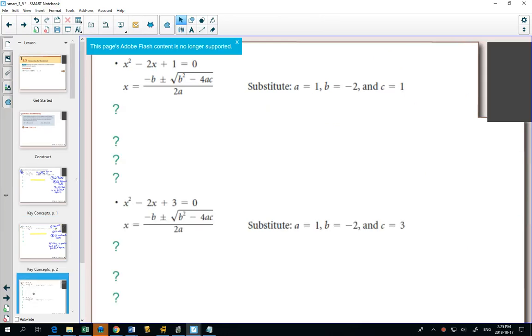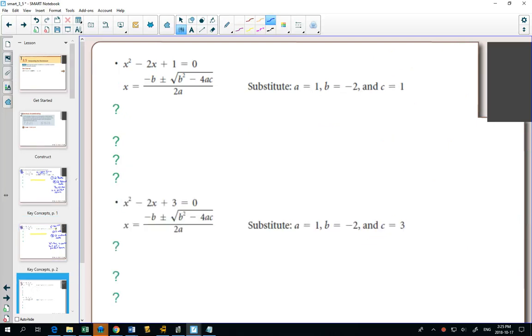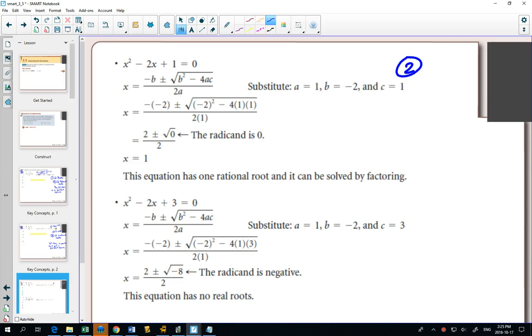Second type. Oh, on this last one, beside this bullet, you might want to put 1b beside that bullet so that you know that that bullet matches up with 2 roots and b 2 irrational roots. The next bullet that we have, number 2, 1 root. So beside this bullet, you just have to write a 2.